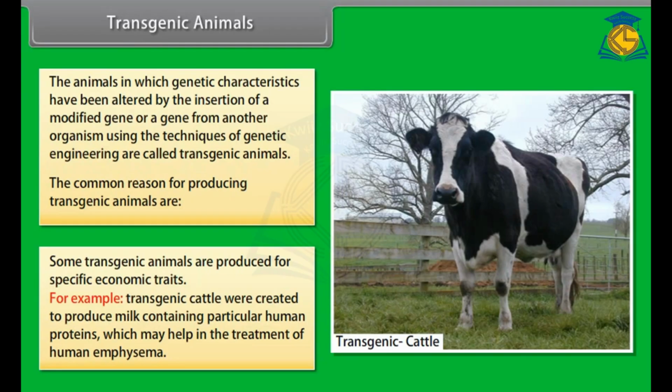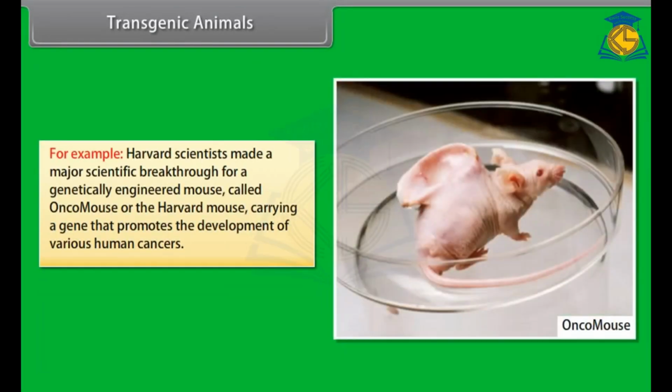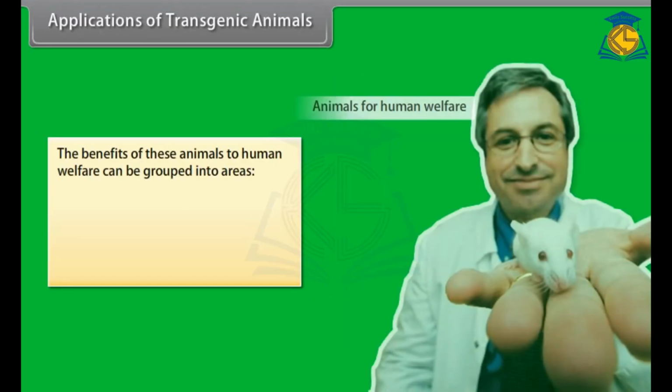For example, transgenic cattle were created to produce milk containing particular human proteins which may help in the treatment of human emphysema. For example, Harvard scientists made a major scientific breakthrough for a genetically engineered mouse called oncomouse or the Harvard mouse, carrying a gene that promotes the development of various human cancers. Applications of transgenic animals. The benefits of these animals to human welfare can be grouped into areas: agriculture, medicine, industry.